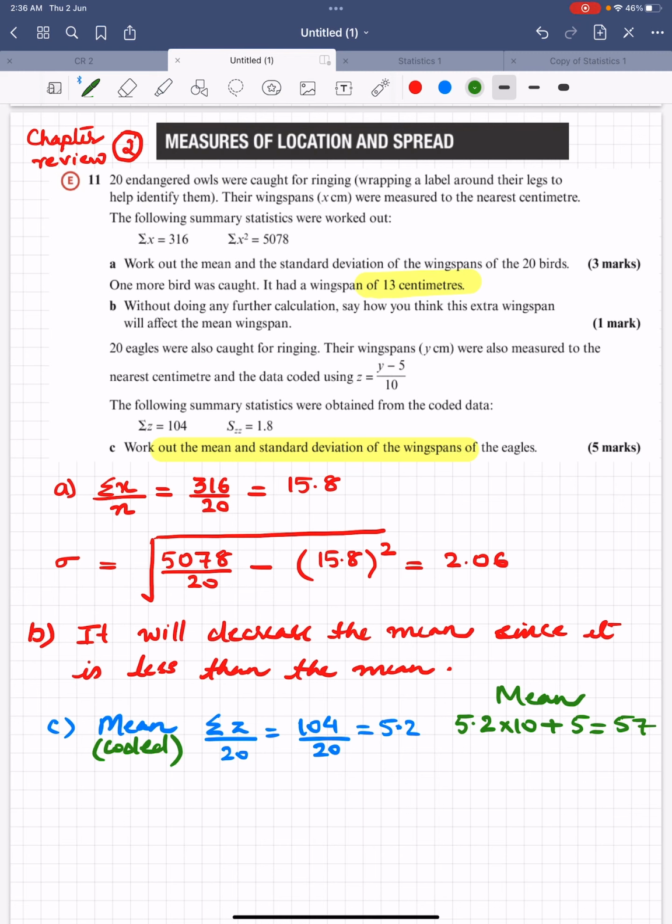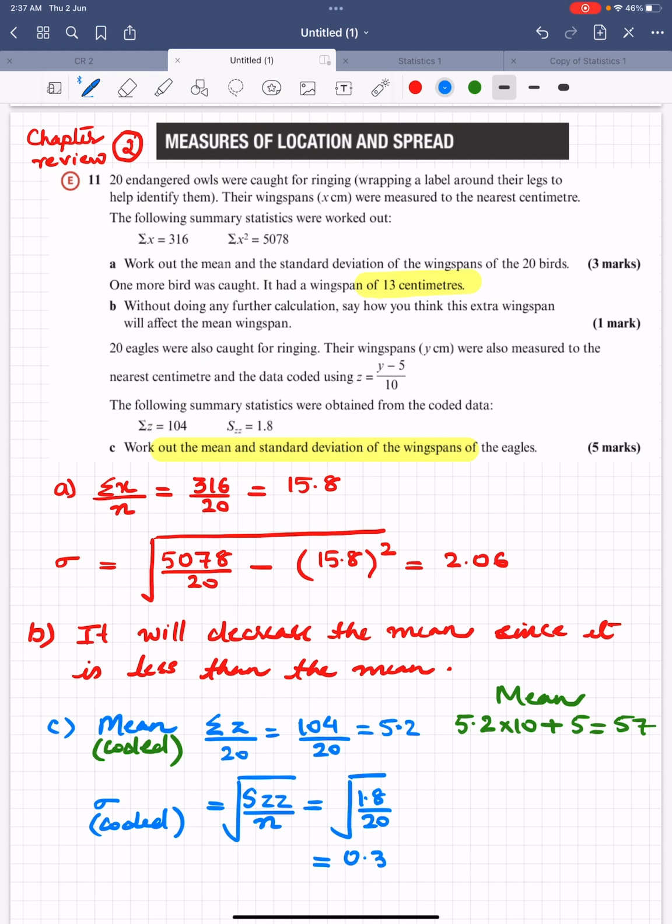Let's move on to standard deviation. For standard deviation, let's first find the standard deviation of the coded data. So standard deviation of the coded data is SZZ divided by n, square root of that, which is equal to square root of 1.8 divided by 20, and that is equal to 0.3.